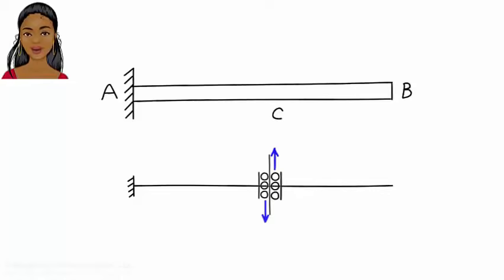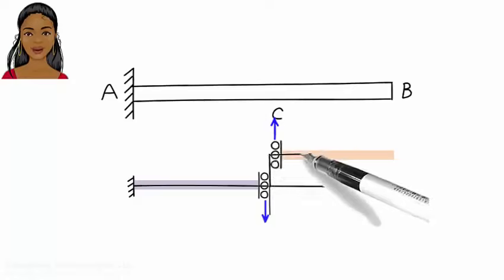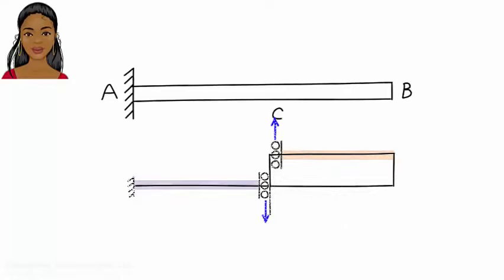The beam is divided into two bars, AC and CB. Bar CB moves up since both C and B are free to move vertically. Bar AC remains undeformed since A is fixed and cannot move or rotate. So this is the complete influence line for shear at C.